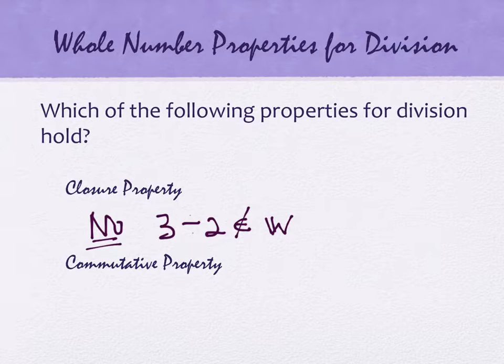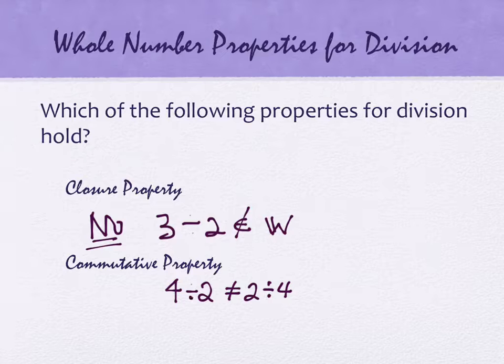How about commutative? What would commutative look like if it held? Can you give me an example of what it should look like? 3 divided by 2 should equal 2 divided by 3. I'm going to use 4 just because I don't want you to think that we have to take something that always gives us a fraction. 4 divided by 2 will not equal 2 divided by 4, right?